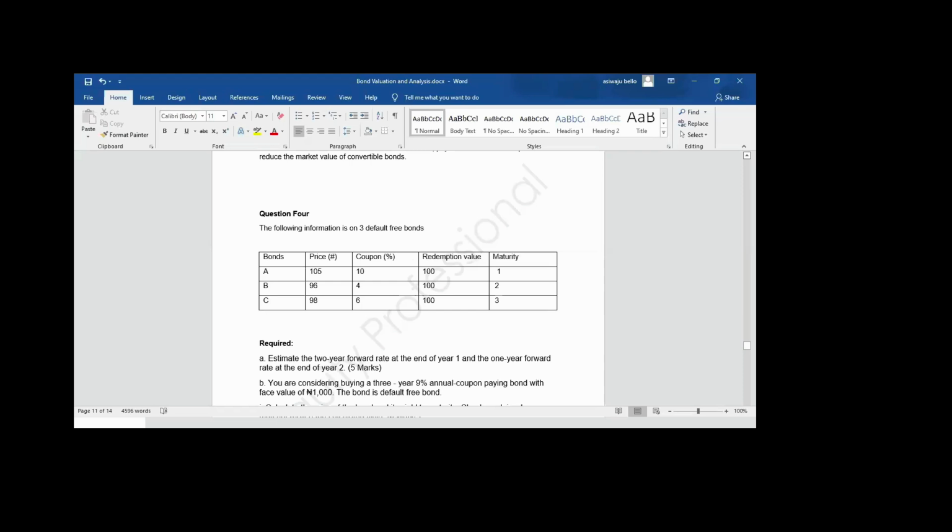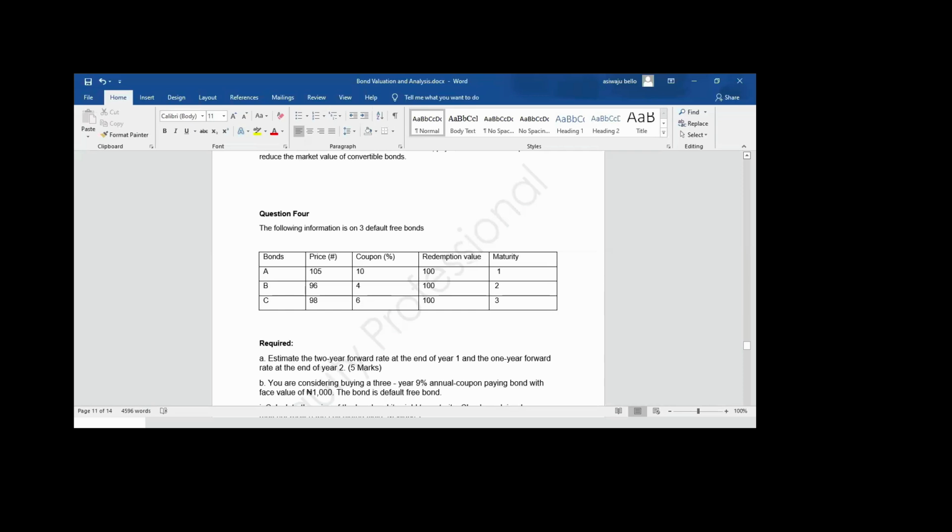Now, we explained that, what is a default-free bond? Please note, a default-free bond is a government bond, a bond where there is no risk of default. So these 3 bonds, bond A, B, C, are government debt instruments because they are risk-free, they're default-free.